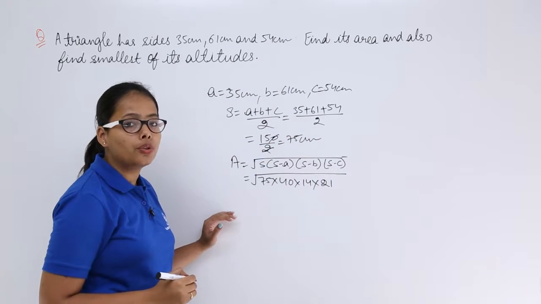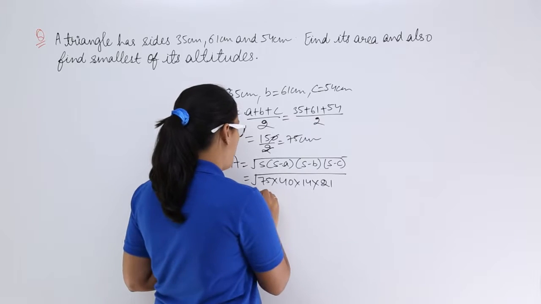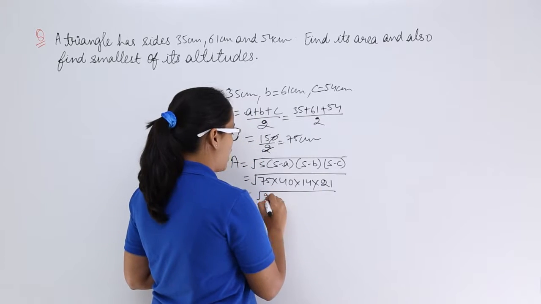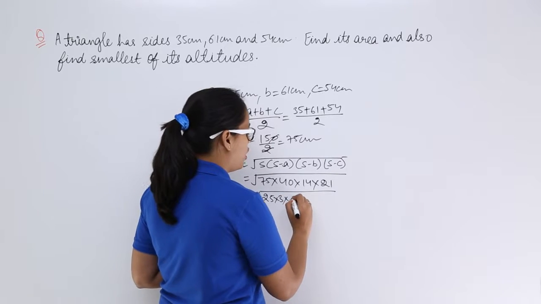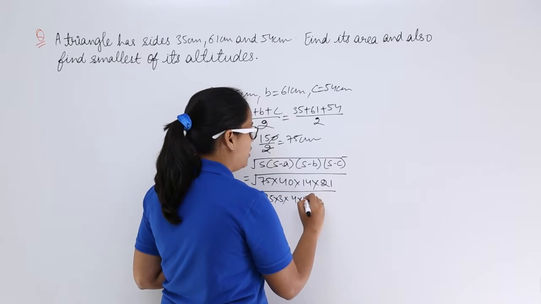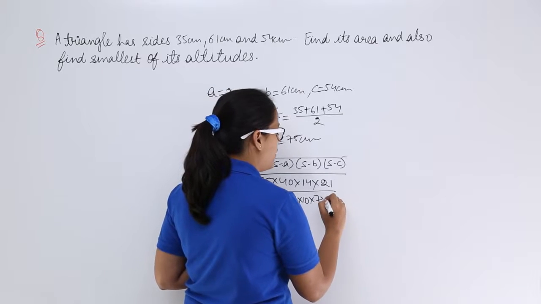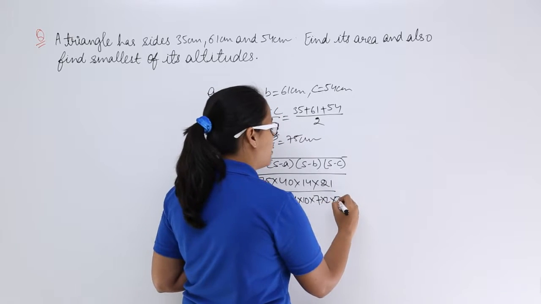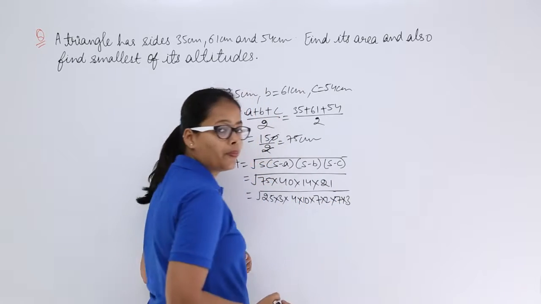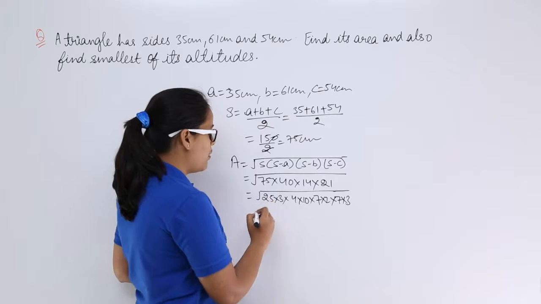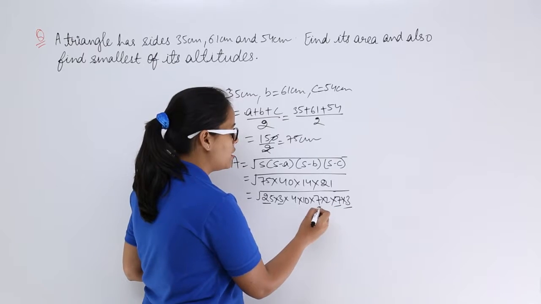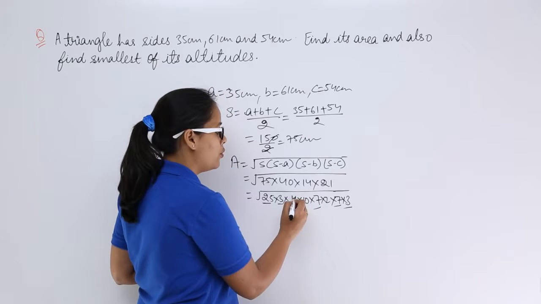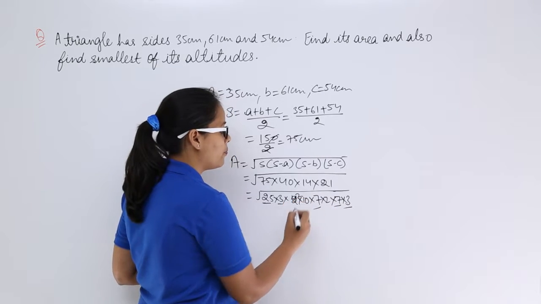Now what you are going to do? You are going to simplify this. How? Let me tell you. You can write 75 as 25 into 3. You can write 40 as 4 into 10. You can write 14 as 7 into 2 and you can write 21 as 7 into 3. So here 25 is the square of 5, 3 is coming 2 times, 7 is coming 2 times. Here you can write 4 as 2 square.